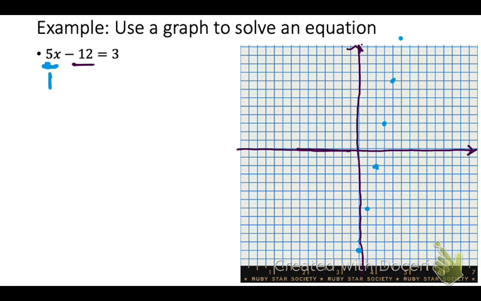Okay, so now what is the right-hand side? 3. And that is a horizontal line at 3. So at 3, make a horizontal line. What's your answer then? 3, 3. If you went by twos, that's fine. You're still going to get 3, 3.